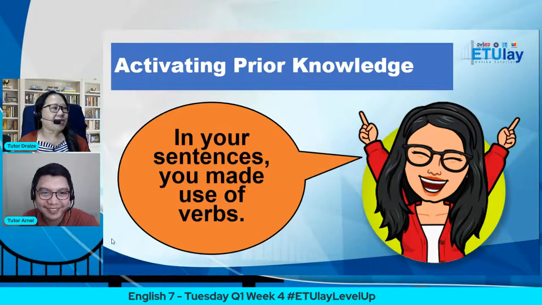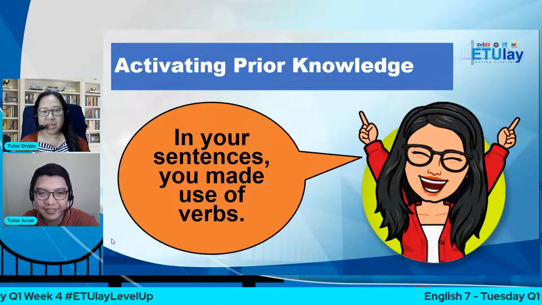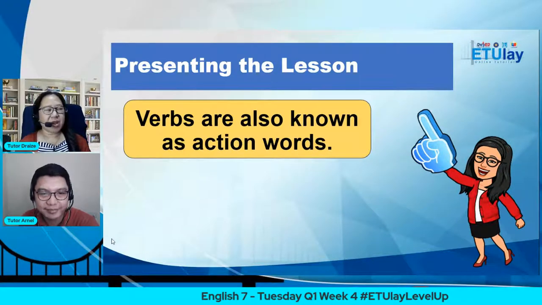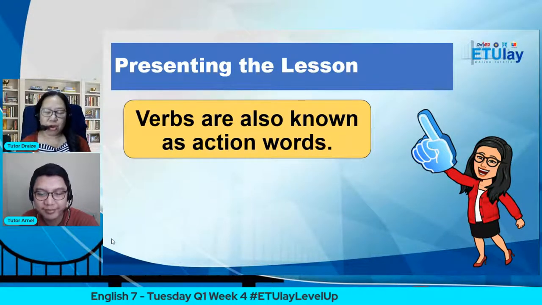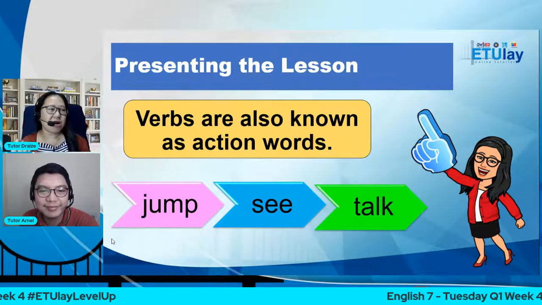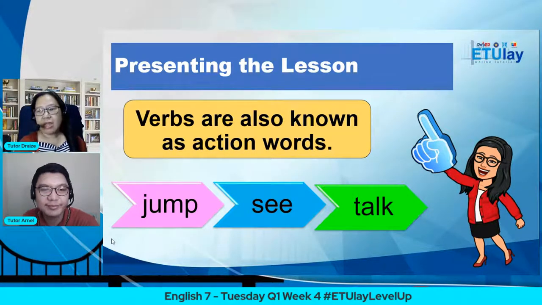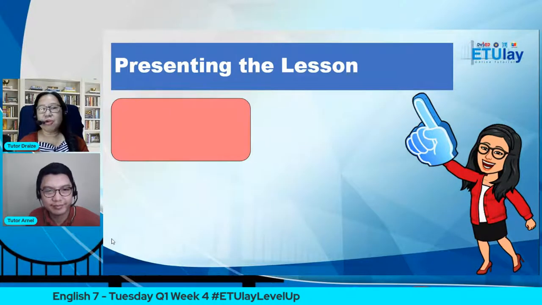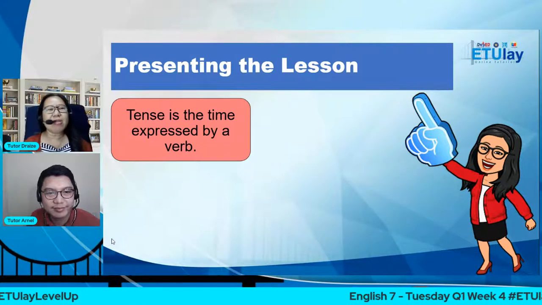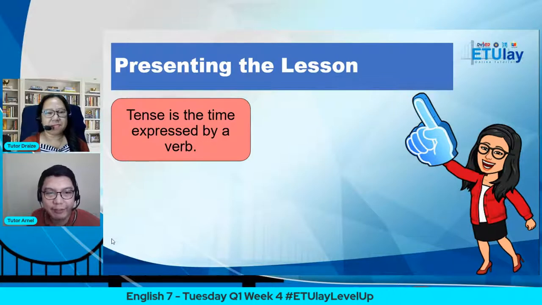So next, in your sentences, of course, you made use of verbs. Now, what are verbs? Verbs are also known as action words. So anything that gives or shows an action is called a verb. For example, jump, see, or talk. These are all examples of verbs. Now, for this afternoon, we will also be knowing more about it and also the tenses. Tutor Nell, what do we mean by tense? Well, of course, tense is the time expressed by a verb.